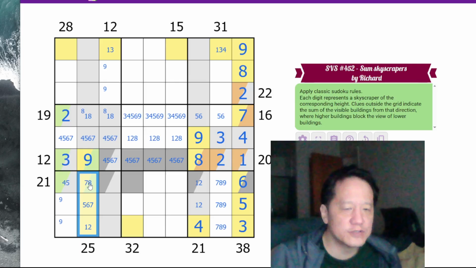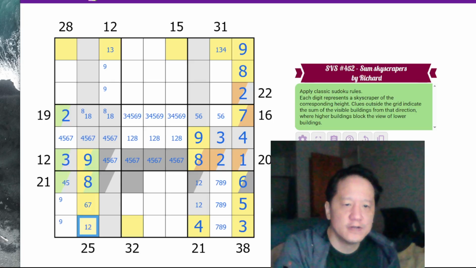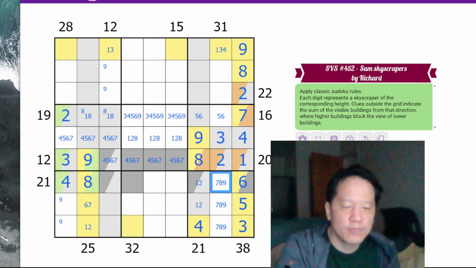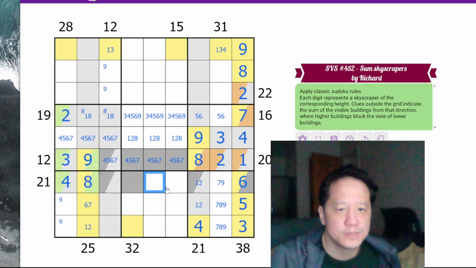2, 6, 7 is too small. That's 15. Obviously, you can't have 2, 7, 7. Yeah, so this is, either way, this is 8. So this is 8. This cannot be 5. So this is still the same. Then this is 4. So there's no 8 here. C's 4 and 8 here.